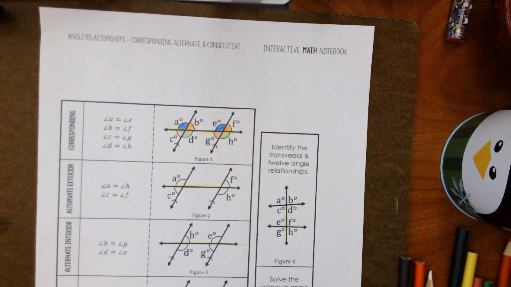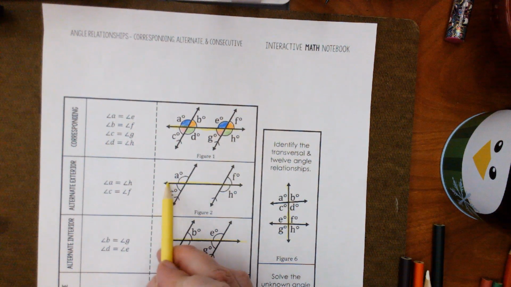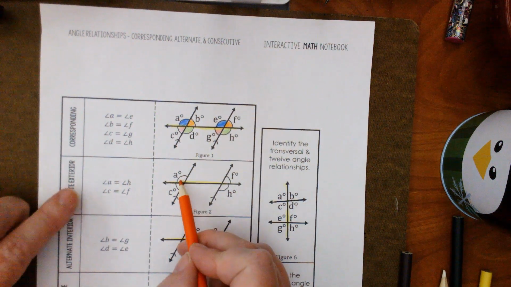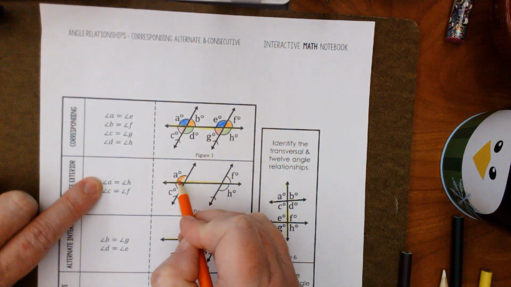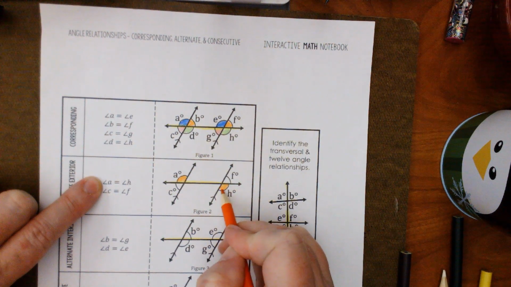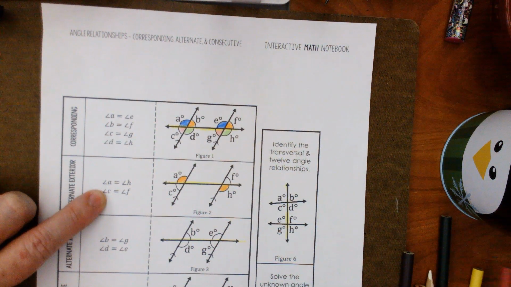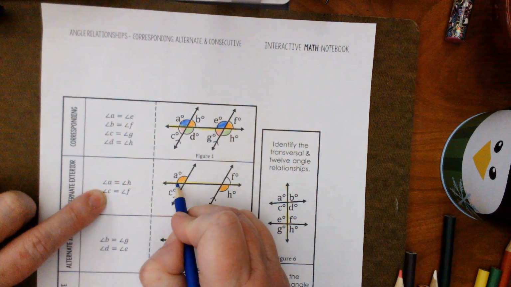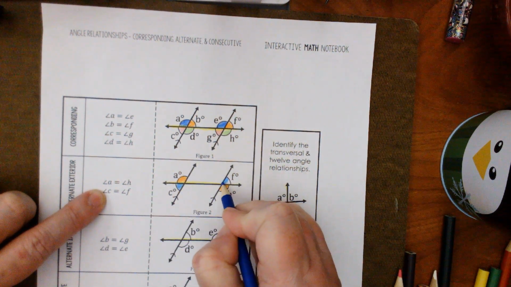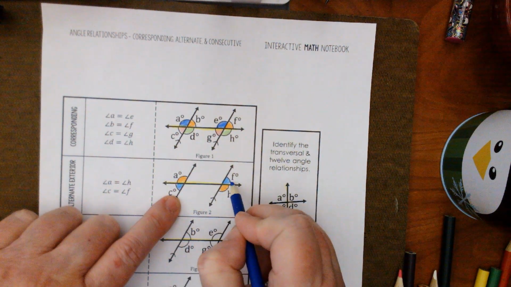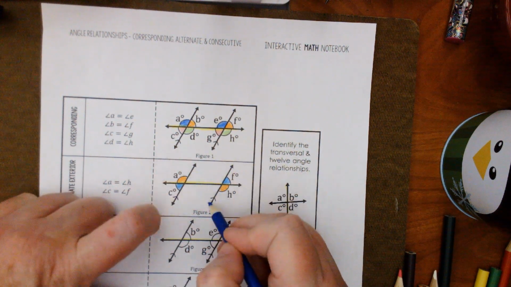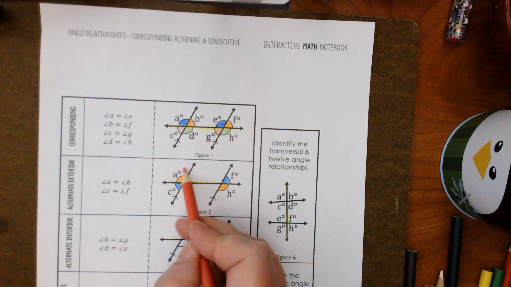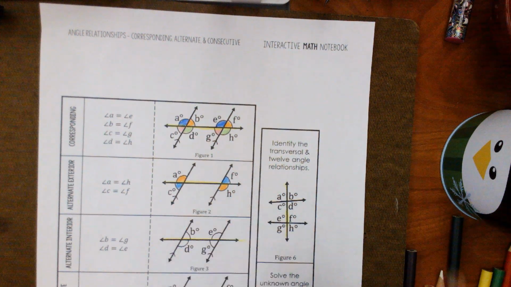Then we're going to look at the alternate exterior. First of all, we know this is the transversal, and A equals H, okay? And C, I'm going to use a different color, C equals F, okay? And you can see that they're like opposite, okay, when they go like this. And those are called alternate exterior because they're on the outside, okay?